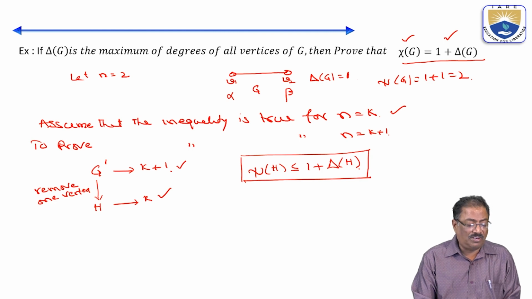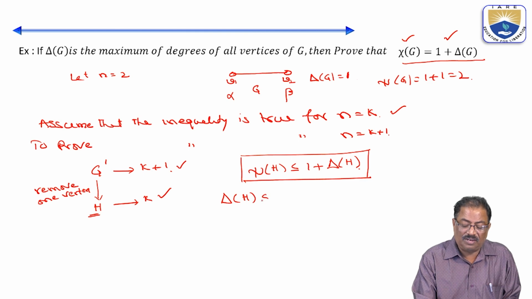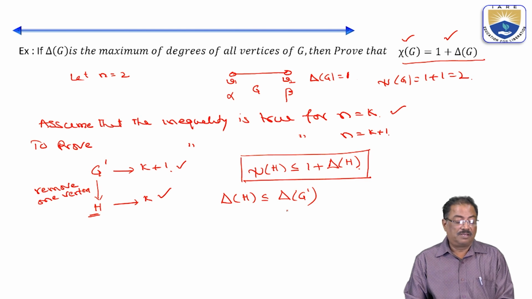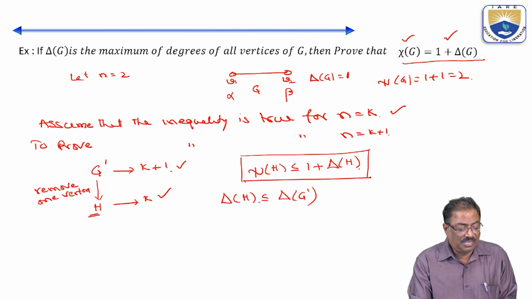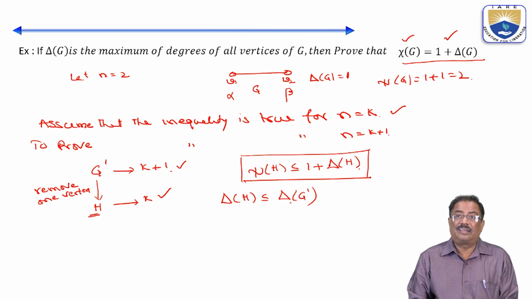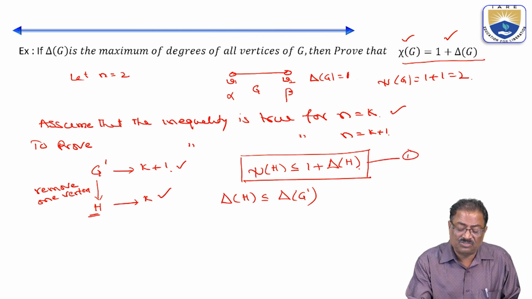So obviously, what is delta of H? What is the maximum degree? The maximum degree of H is obviously less than or equal to the maximum degree of G dash. So delta of H is less than or equal to delta of G dash. This is equation 1 and this is equation 2.